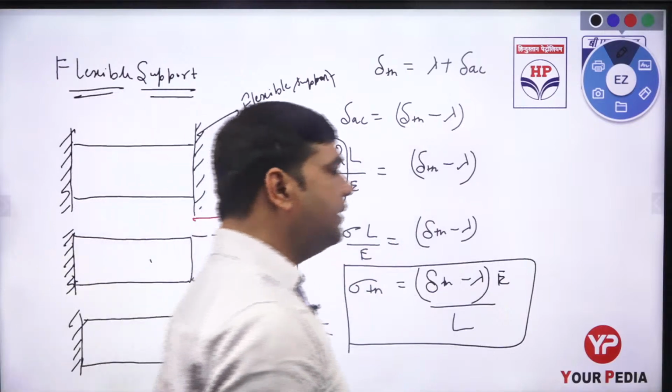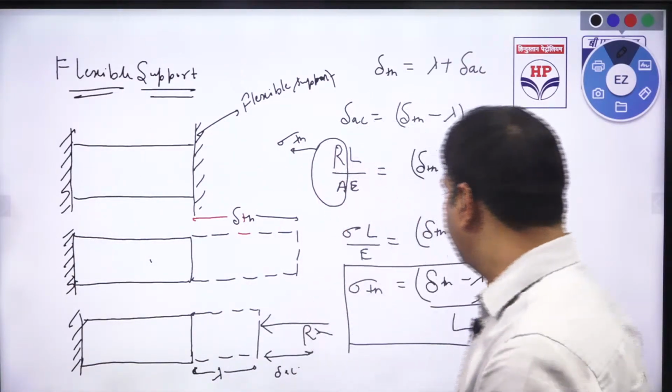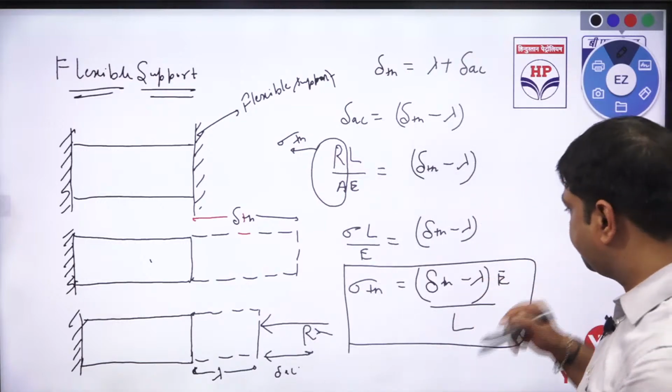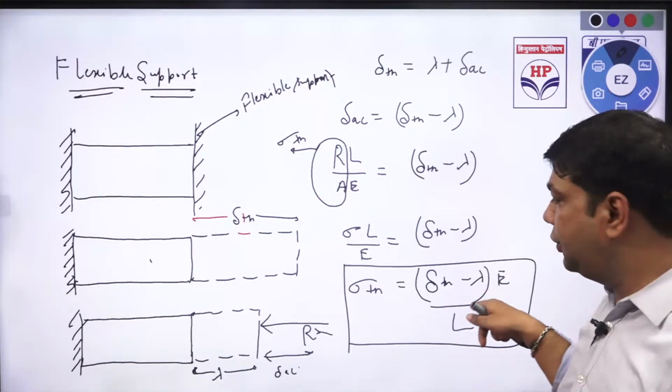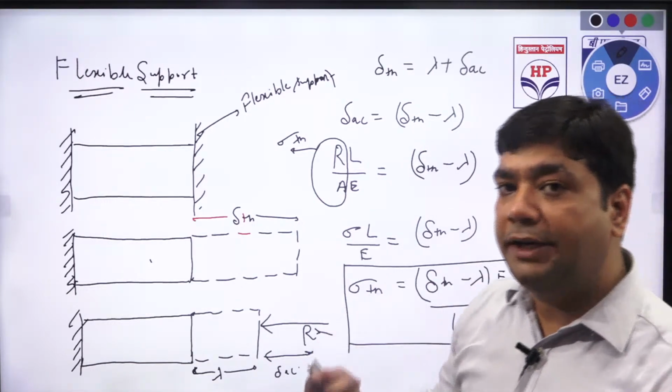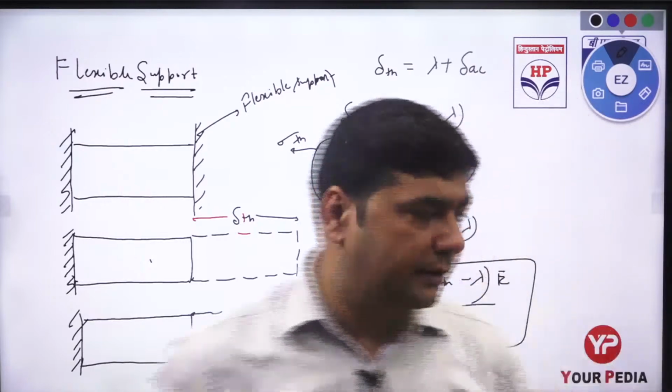Let us assume there is no flexible support. Then lambda is going to be 0. If the member expands freely, we write delta th equals alpha t L. Is this clear?